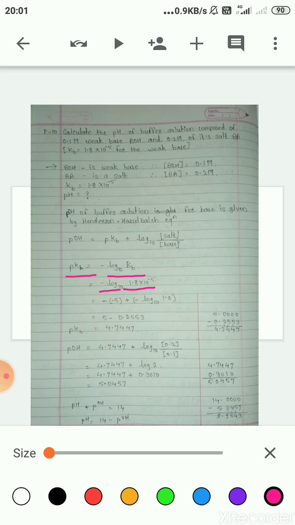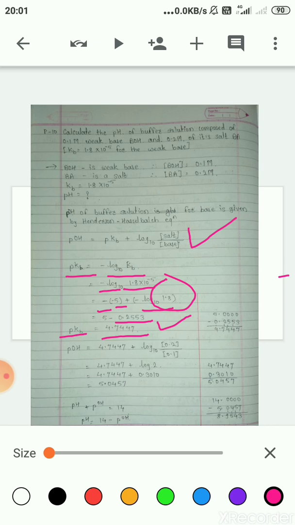So first we get 5 plus minus log to the base 10 of 1.8. So again 5 minus log of 1.8, which is 0.2553. The pKb will be 4.7447. Now we can substitute the value of pKb in the equation of pOH is equal to pKb plus log to the base 10 of concentration of salt to the concentration of base.